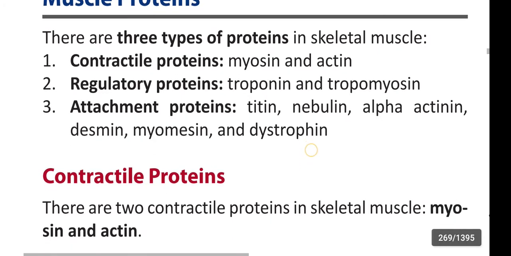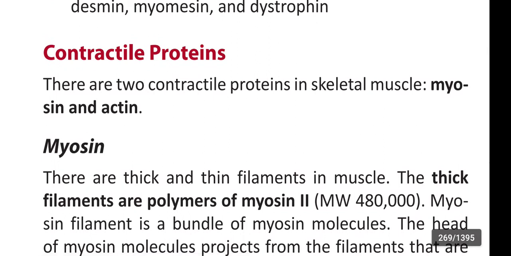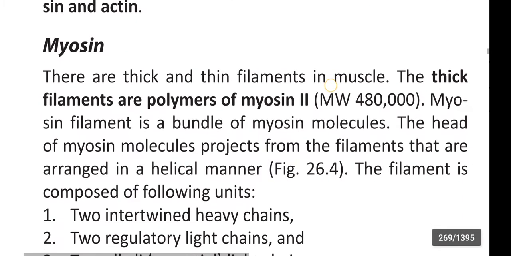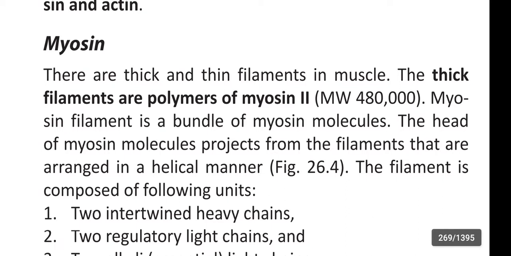Okay, first, contractile proteins. There are two contractile proteins in skeletal muscle: myosin and actin. Now we are going to talk about myosin. There are thick and thin filaments in muscle. Thick filaments are polymers of myosin 2 with molecular weight 480,000. Myosin filament is a bundle of myosin molecules. The heads of the myosin molecules project from the filaments that are arranged in a helical manner.